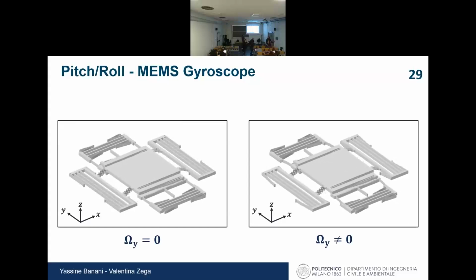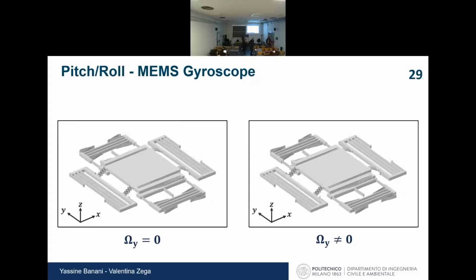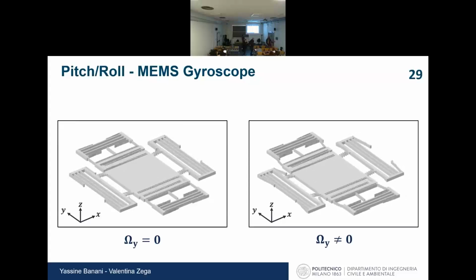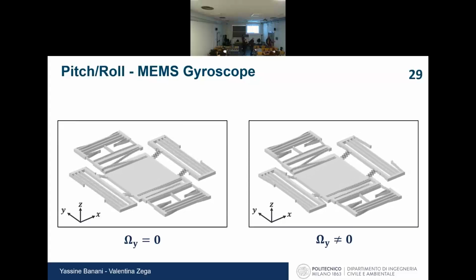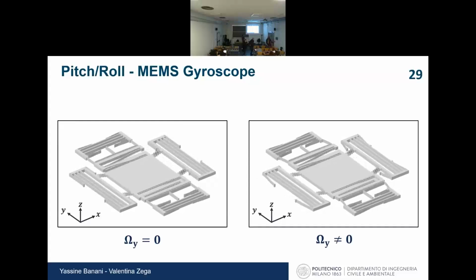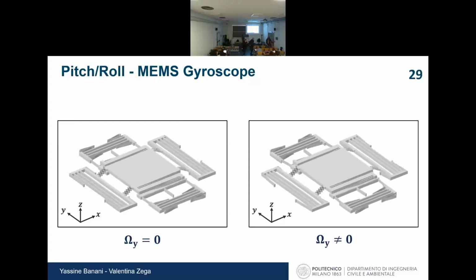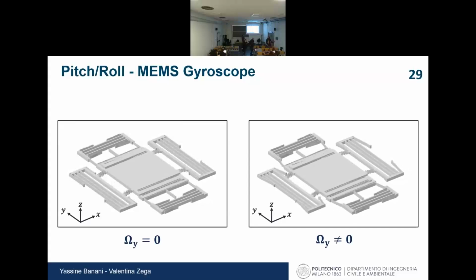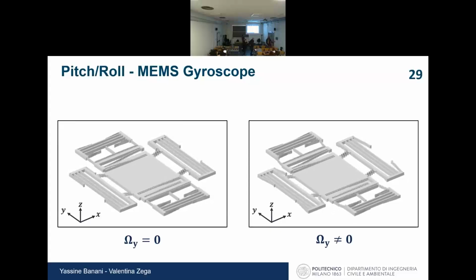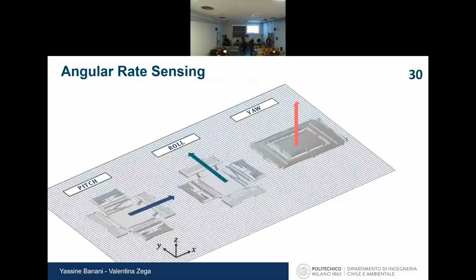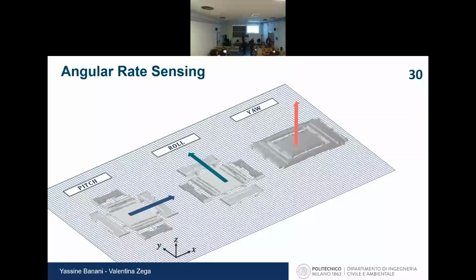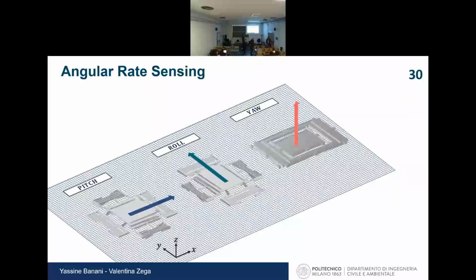So the same concept of the first gyroscope, it's just a little bit more complicated because we have an out-of-plane motion, but these two frames don't move with omega equal to 0. This moves when omega is different from 0. We measure the displacement of these ones, and we can compute omega, okay? And so now we have everything. Again, we can measure the angular rotation in all the directions.